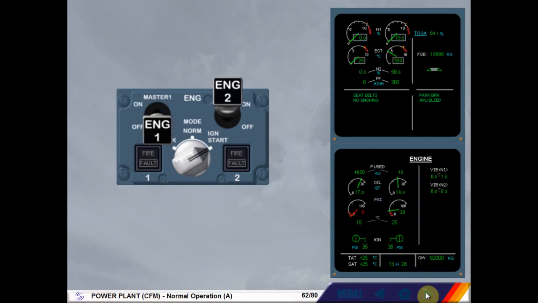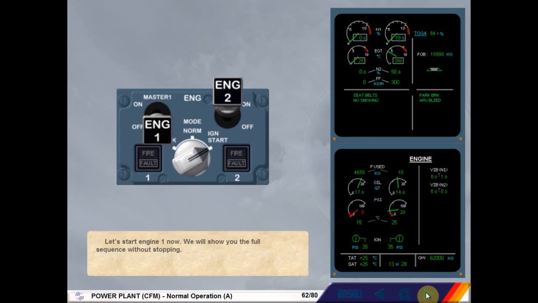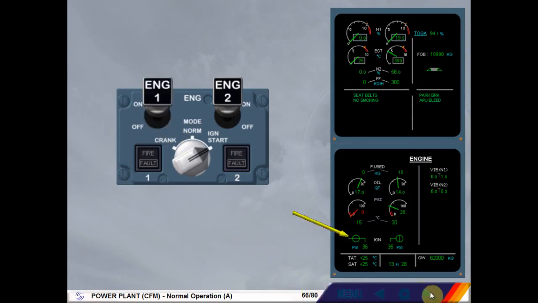Let's start engine 1 now. We will show you the full sequence without stopping. Start engine 1. Start valve opens. Fuel used is reset. N2 increases. Above 16% of N2, an igniter is powered. Above 22% of N2, fuel flow begins. EGT increases.